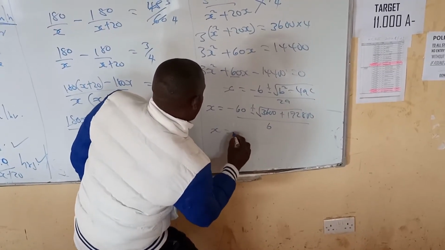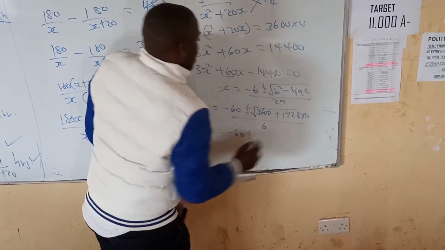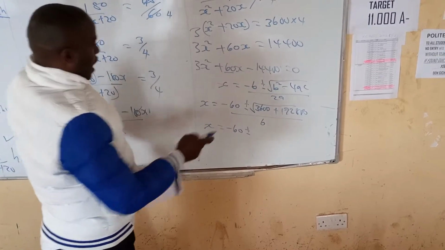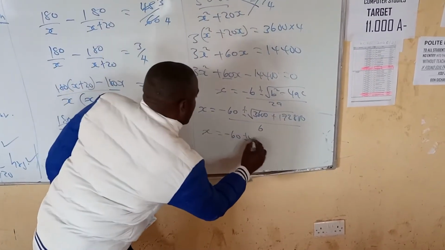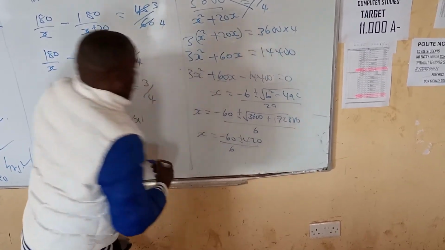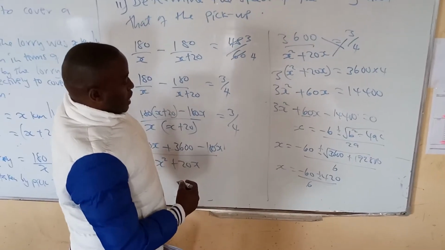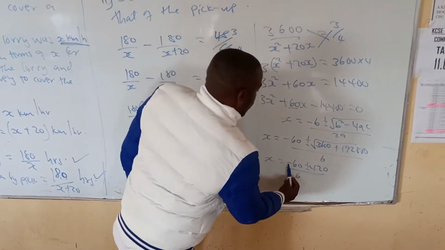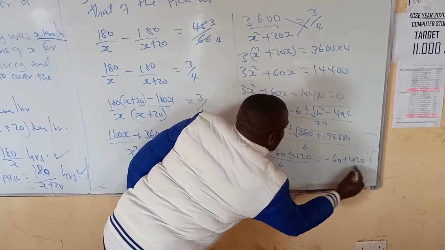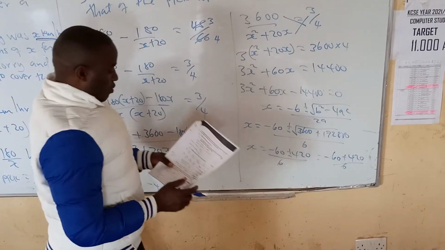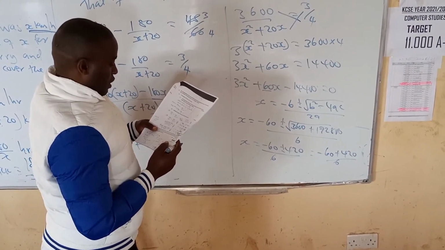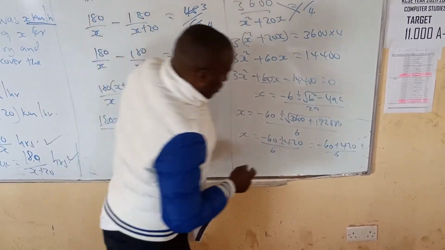So our x will be equal to minus 60 plus or minus the square root of, we add the two and find the square root, we get the square root as 420, all over 6. So our x, remember we're dealing with speed. Speed cannot be negative. So we will take the positive one, that is negative 60 plus 420 all over 6, which gives you 60.